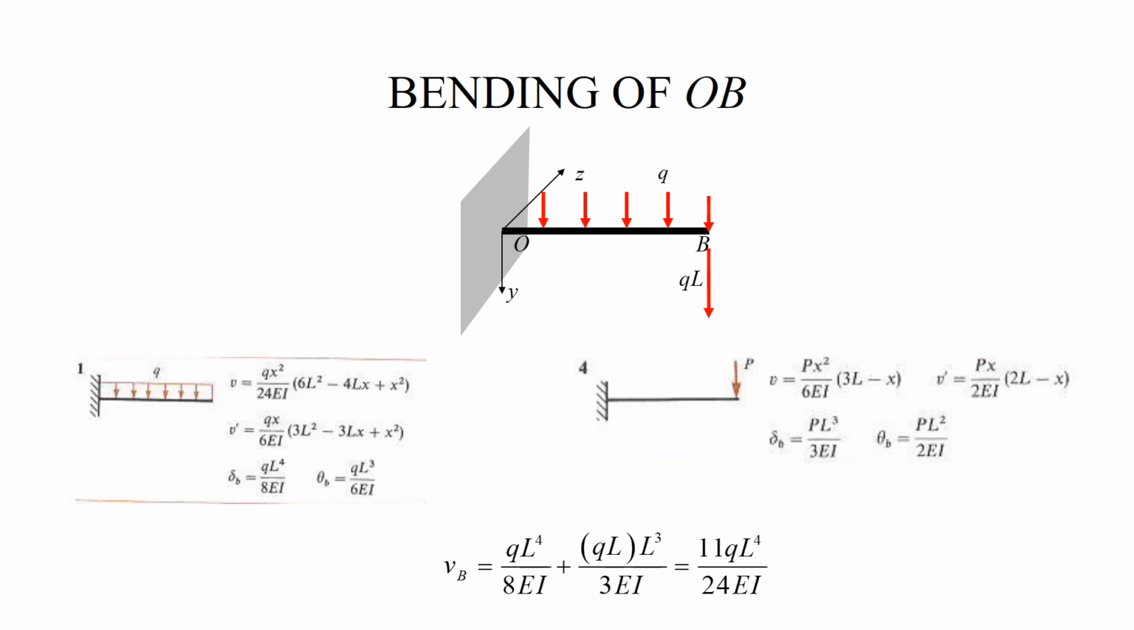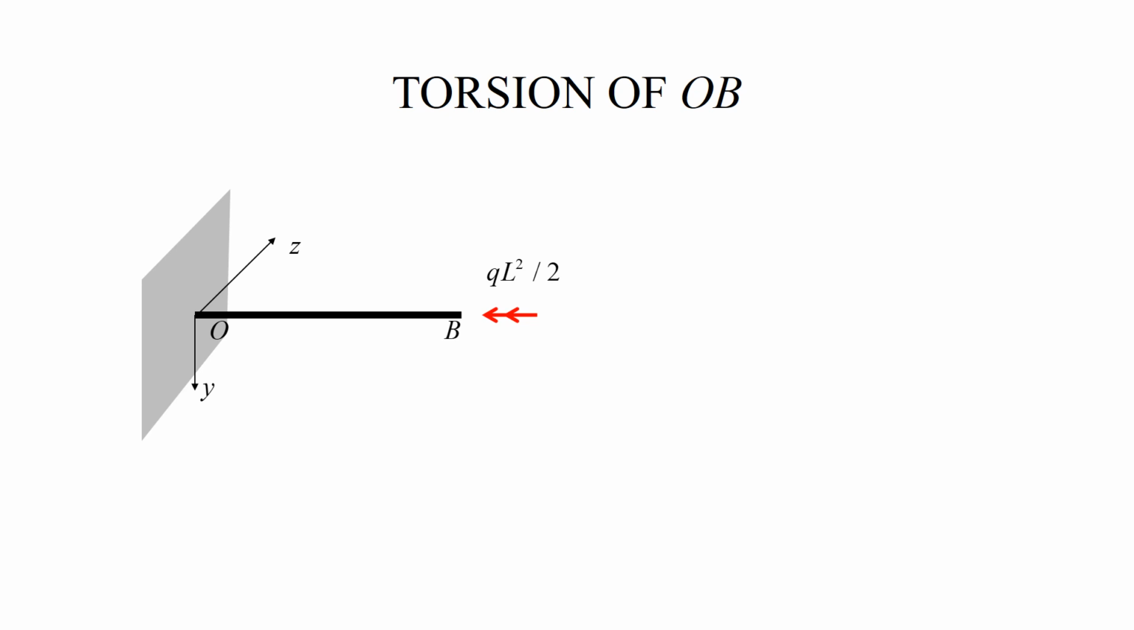Now we can proceed and analyze torsion. So torsion induces a clockwise rotation, and this rotation is calculated by the formula TL over GIP. And I don't use any minus sign, I just simply keep in mind that this rotation is clockwise about the x-axis, and the only thing I really need to do is replace T with QL squared over 2.